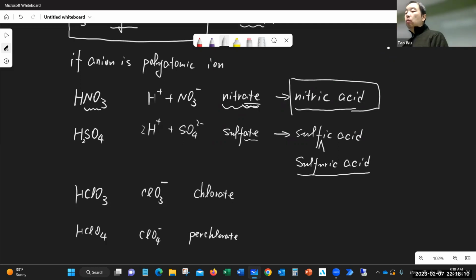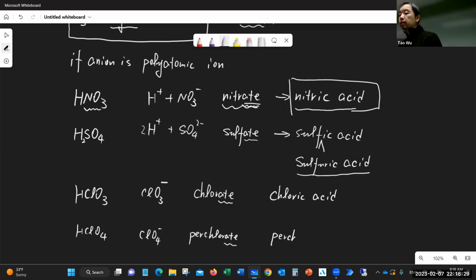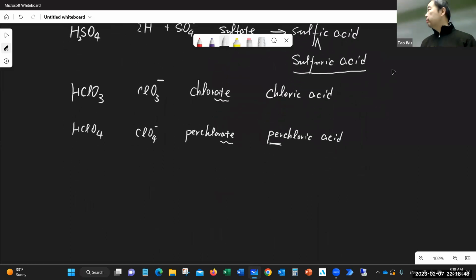Is there a difference? Well, yes. But the rule is the same. The ending is ATE, so you change the ATE to IC acid. So the first one is called chloric acid, and the second one is called perchloric acid. It really doesn't matter whether it has a prefix or not. It only cares about the ending. If the ending is ATE, you just replace the ATE. Are you with me?